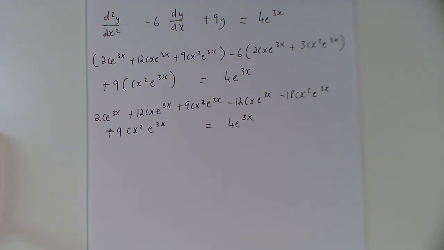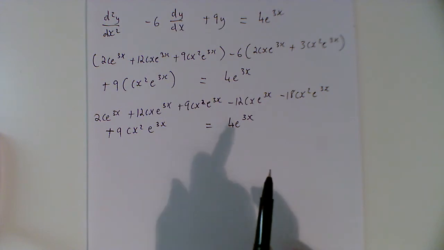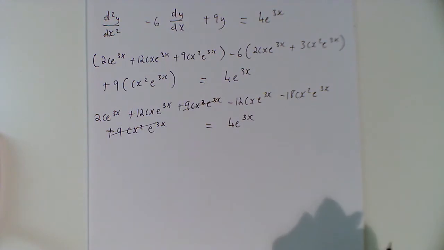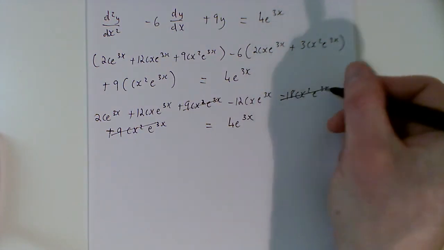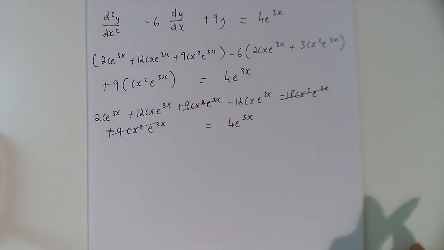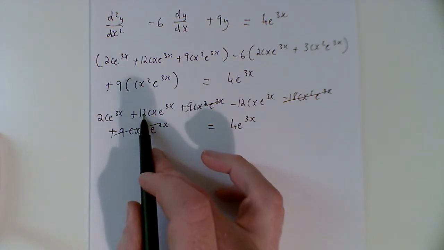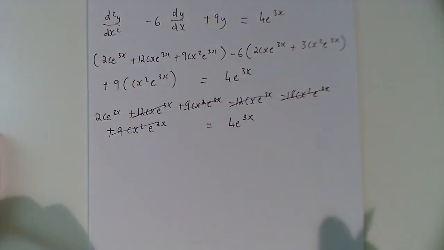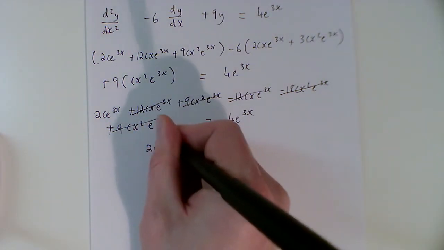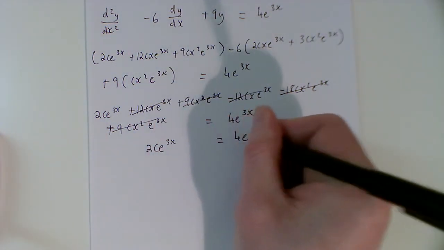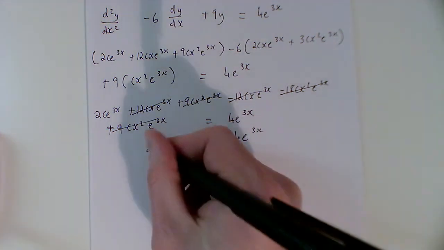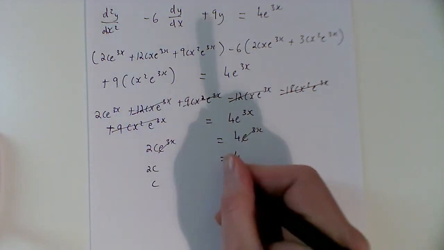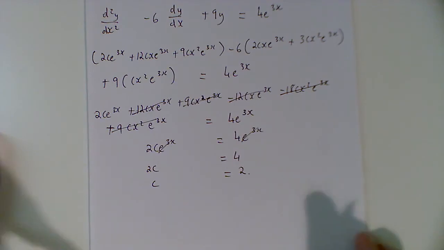Right, so let's look at cx squareds. So I've got 9cx squared plus 9cx squared is 18cx squared. Take away 18cx squared means that all three of those terms cancel. I've got positive 12cx and take away 12cx, so those two cancel out as well. So I'm just left with 2c e to the power of 3x equals 4 e to the power of 3x. Again, same reason, these are the same on both sides. So 2c equals 4, so that means that c is just 2.